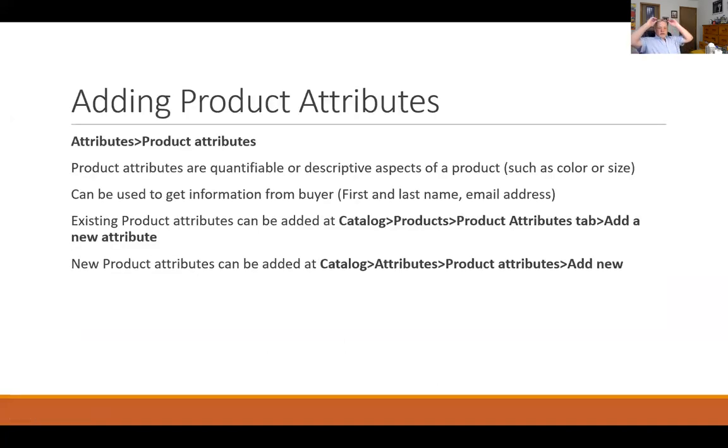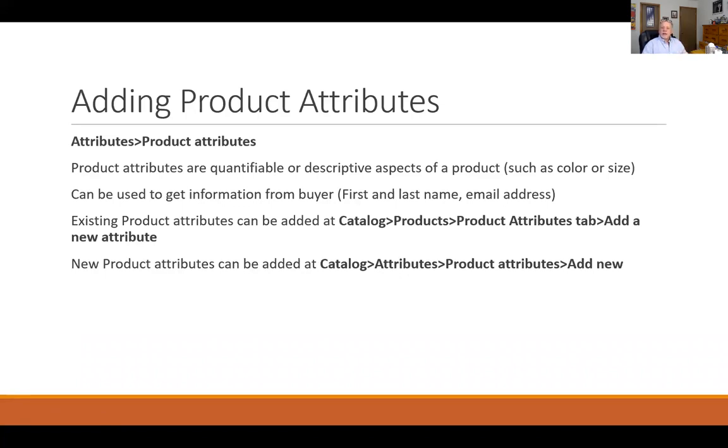So there's 2 places to do this. Attributes, product attributes is where we're going to start. Product attributes are quantifiable or descriptive aspects of a product. So you might have attributes like the color of a shirt, the size of a shirt, stuff like that. It can also be used, and this is how we're going to be using it today, to get information from the buyer. So an attribute can also be first and last name, email address.